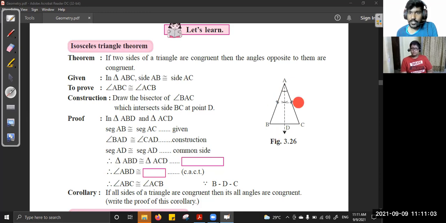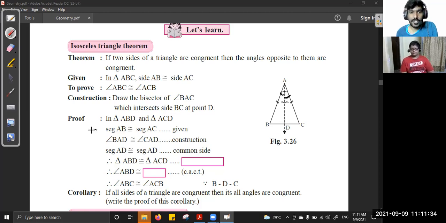Okay, now in these two triangles, firstly, this side AB is congruent to side AC because it is isosceles and it is given. AD is a common side. And angle BAD, that is this one, and angle CAD, that is this one, both of them will be congruent to each other. Why? Because AD is an angle bisector.